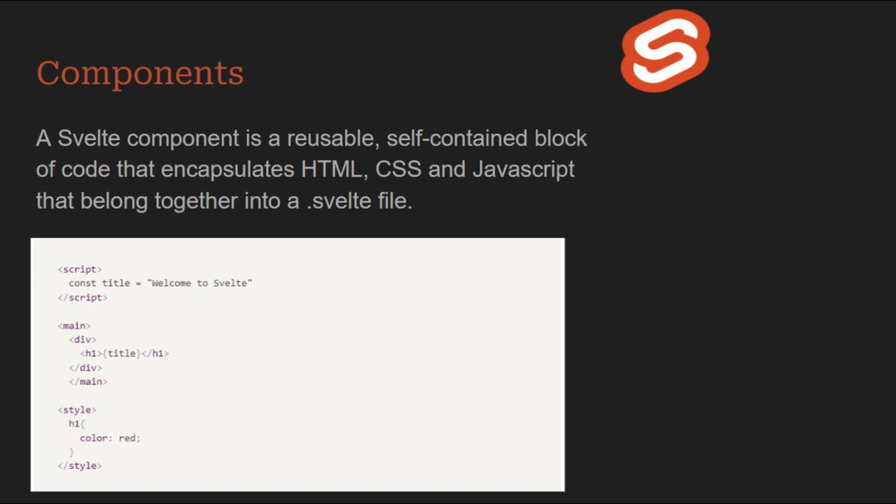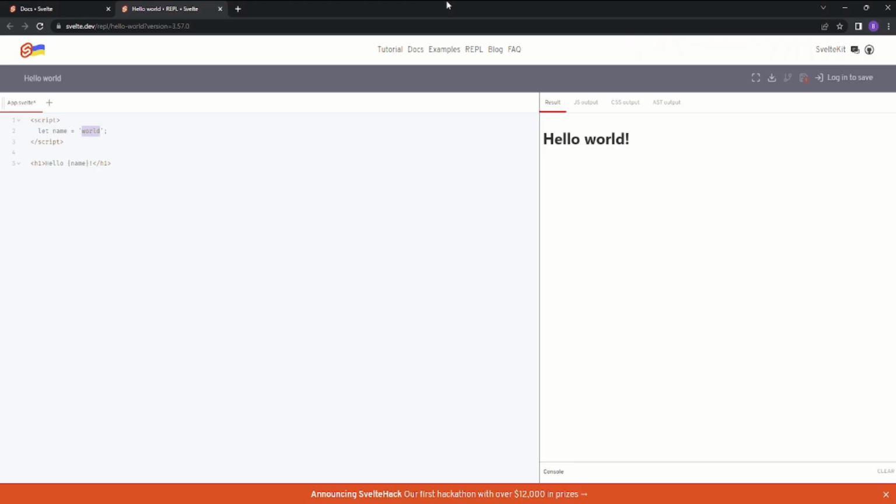So here's a basic example of a Svelte component, which is a reusable, self-contained block of code that encapsulates HTML, CSS, and JavaScript, and they all go into a Svelte file. And that's very important to notate because everything is contained within the component and scoped to the component, so you won't get any styling creep or anything like that throughout the global of the app, which sometimes can happen in the other frameworks.